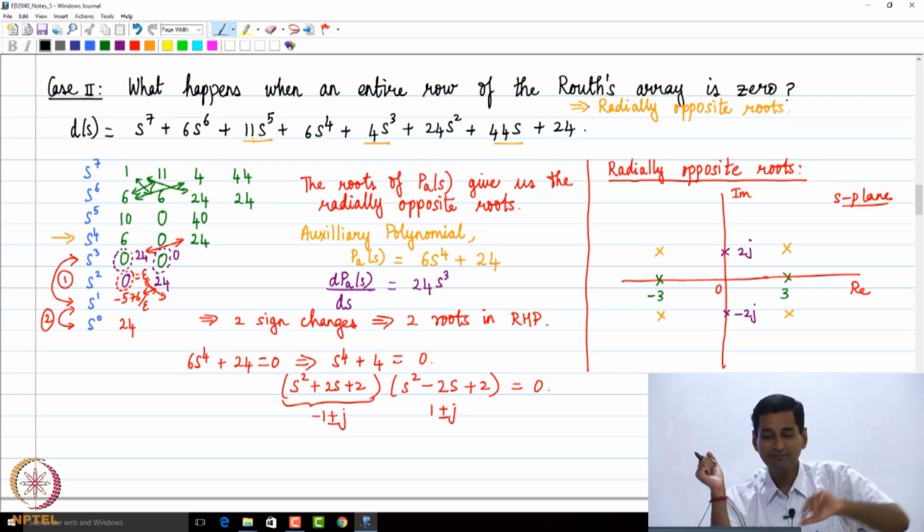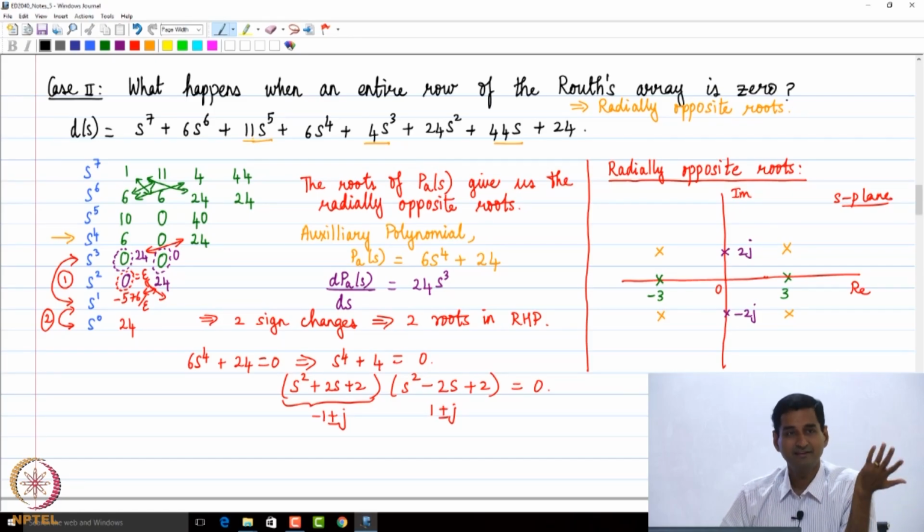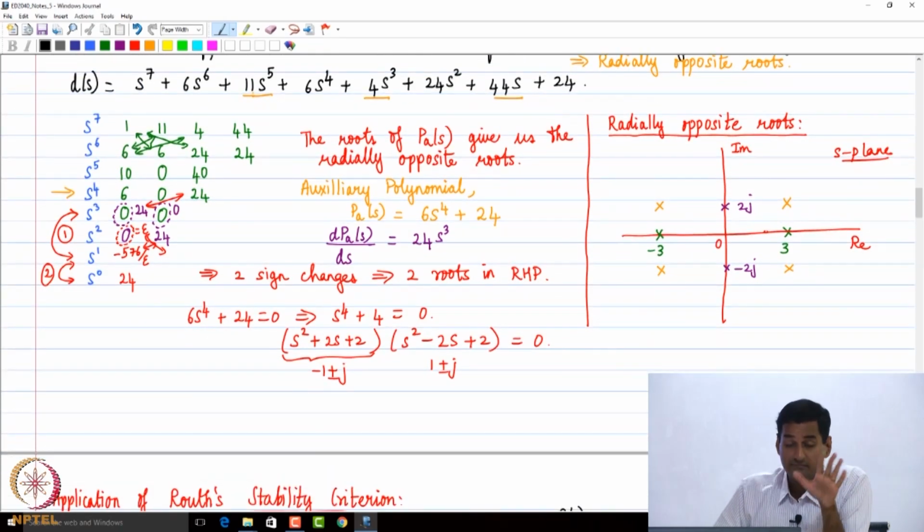They are going to be in the left half plane because you already accounted for two right half plane roots, as there are 2 sign changes. That's why I made the statement that from this I can observe that there are 2 roots in the right half plane and 5 roots in the left half plane. Okay, let me repeat it.